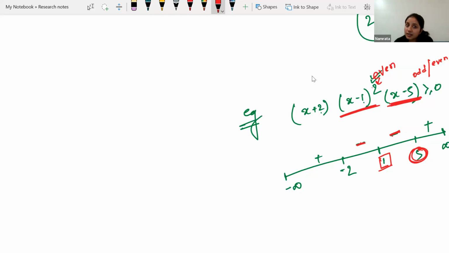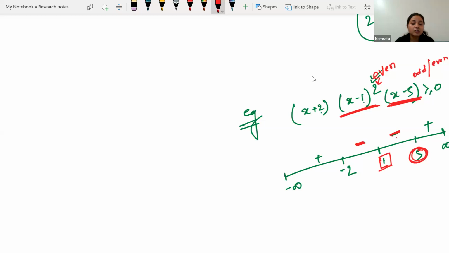If you are still getting confused, don't worry. At last, this concept will be very simple for you. I will summarize everything all together. So when we are going from an even power, there will be no change in sign. This minus sign will remain minus.